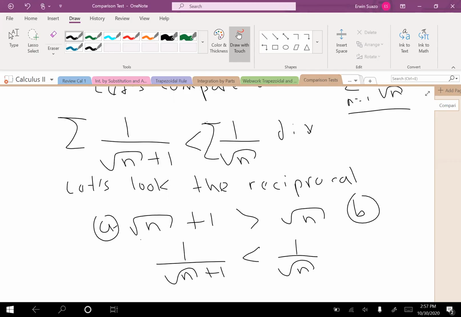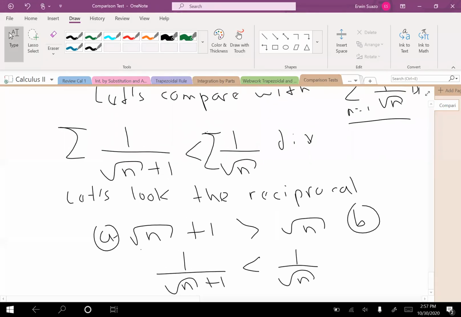So to use the comparison test, you will need to show that the smaller one is divergent. In this case, the bigger one is divergent. So you cannot use the bigger one to prove that the smaller one is divergent. Remember, it's a case of the basic rules of series. Okay. So this one doesn't work.